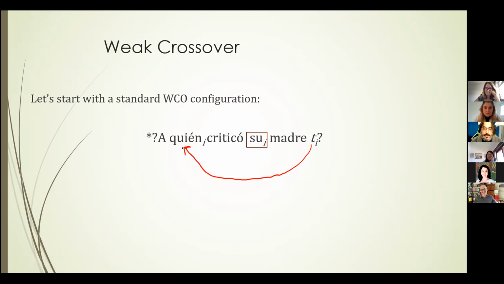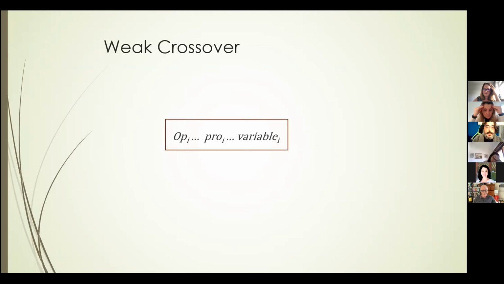This is weak crossover, right? We have a possessive pronoun in a particular position. If you change this su by un or su madre by she, then you have a strong crossover, right? That's the difference between weak and strong. Okay, so this is the abstract configuration for weak crossover, assuming that this is a possessive inside a DP, right? As I said before, if you have here like she, then you have a strong crossover.